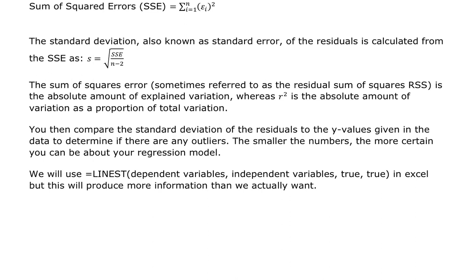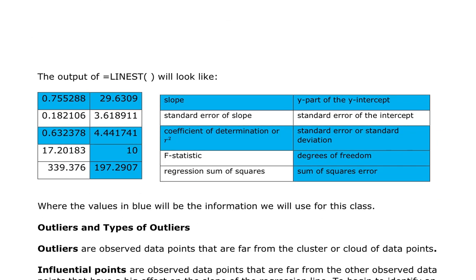We will use this in our spreadsheets, and if you want to use your calculator, that's fine. You're going to open up the textbook and it's going to show you how to use it with your TI-83, 84, or 85. We're going to use LINEST, which I like to think of as "line ST", in Excel. You're first going to put in the dependent variable, then you're going to grab the column that has the independent variables, and then you're going to put true, true in Excel. But this is going to produce way more information in Excel than we really want.